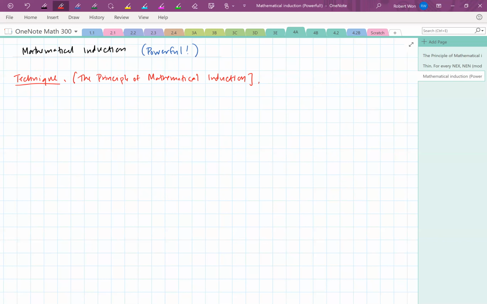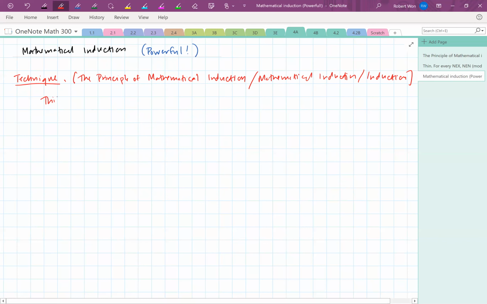So this is a technique. You can either call it the principle of mathematical induction, or you can call it mathematical induction, or you sometimes might just call it induction. So in future classes, or in this class, you might say by induction when you mean by the principle of mathematical induction.